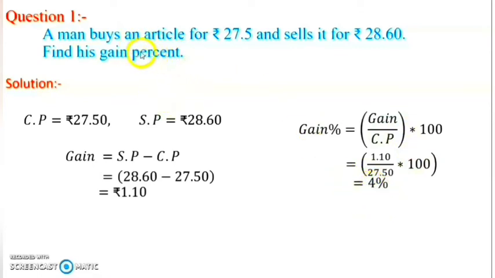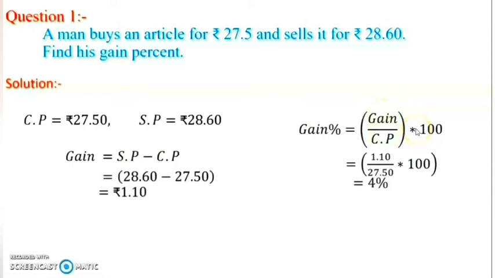Now similar to this question, you can have a question to find the loss percentage, but in that case the cost price will be greater than the selling price. The formula will be different. It will be loss equal to CP minus SP, and the loss percentage will be loss upon CP into 100.